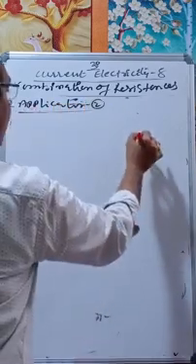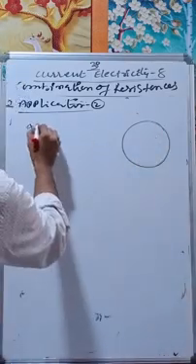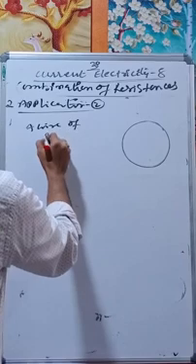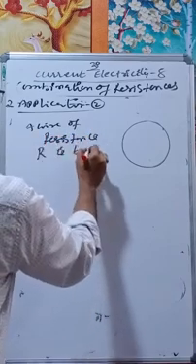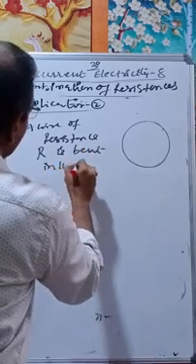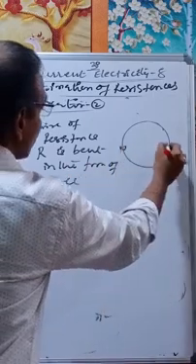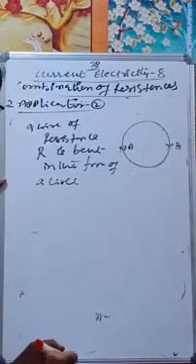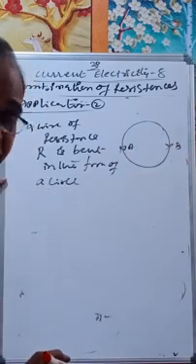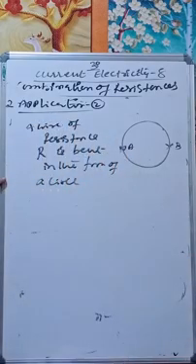Application 2. A wire of resistance R is bent in the form of a circle. Then the effective resistance across the diameter is, this is the diameter, no? The effective resistance across the diameter means, see, the wire of resistance R is bent in the form of a circle.